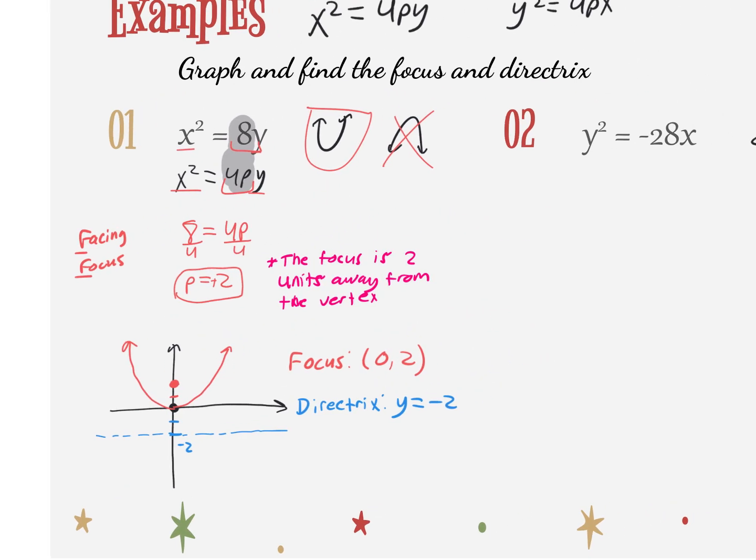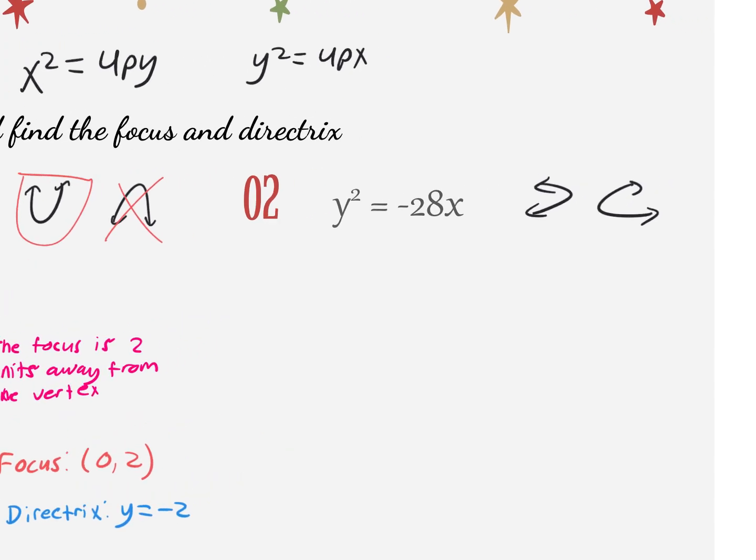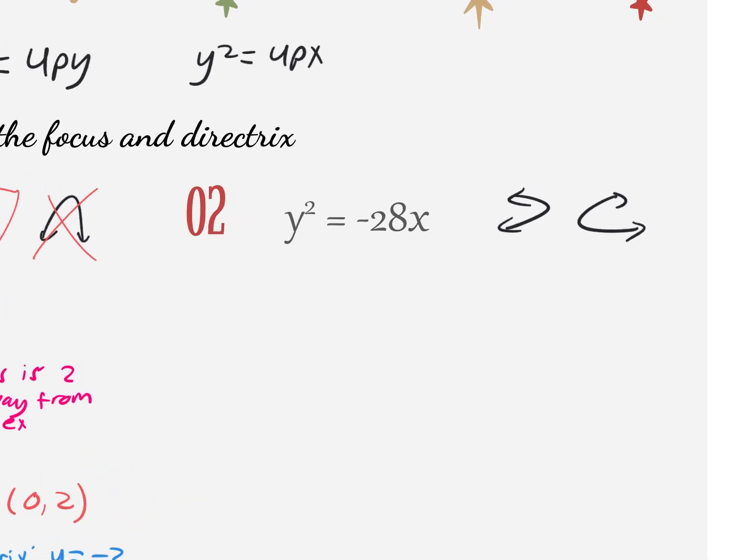If you try the next one, same idea. So y squared equals -28x. This is in standard form. This is in the form of y squared equals 4px. And so all we're going to do is match. We have a 4p and a -28 that correspond to each other. So I'm going to set 4p equal to -28. Divide by 4 on both sides, and you get p equals -7.